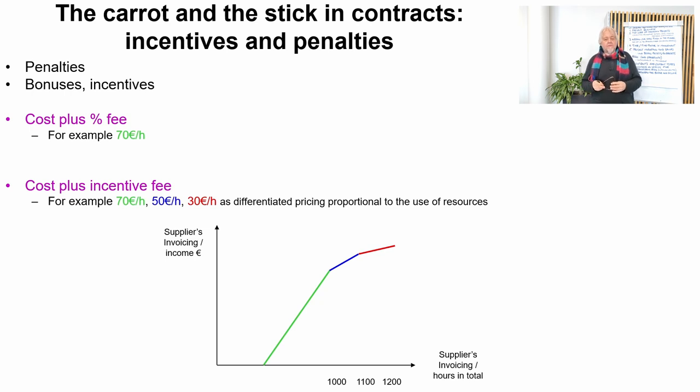And then if 1,000 hours are exceeded by more, they might have agreed only 30 euros per hour, which can even be no longer a profit, but a kind of a deficit for the supplier, and it motivates both parties to make the project within a certain number of hours, and both are motivated not to exceed the hours too much. Okay.